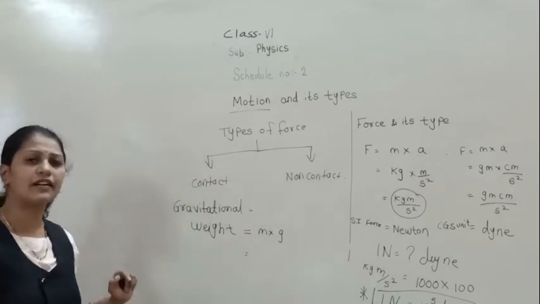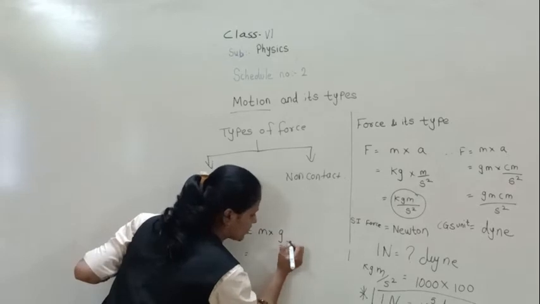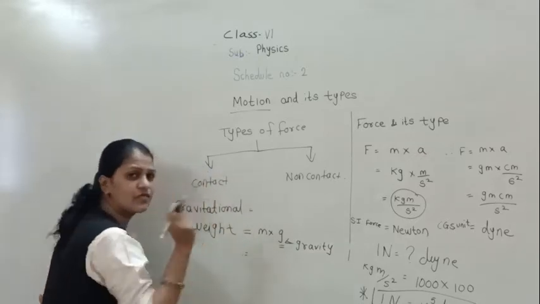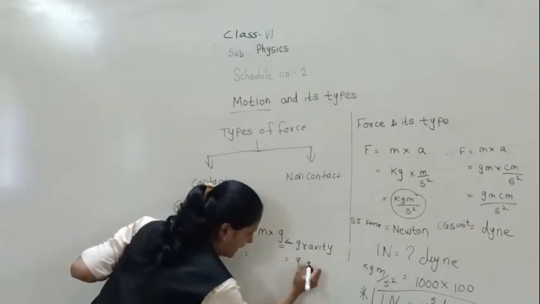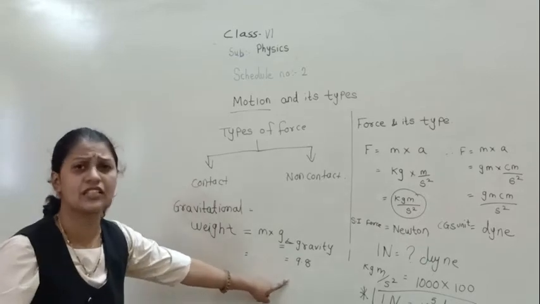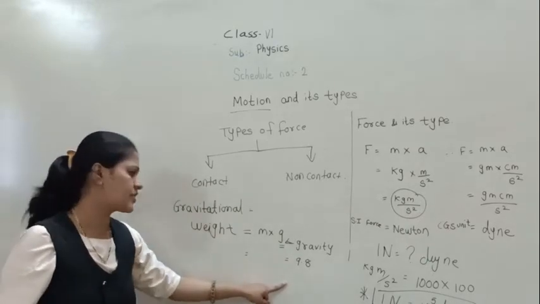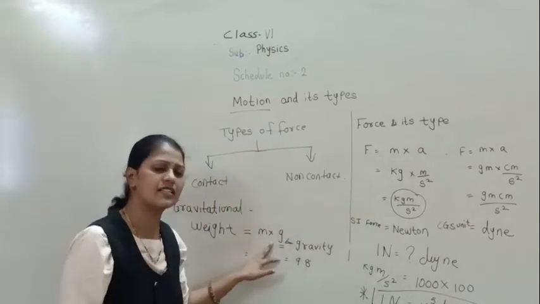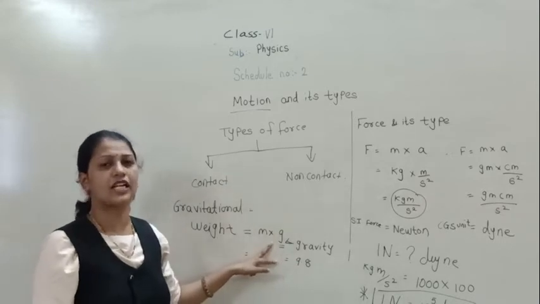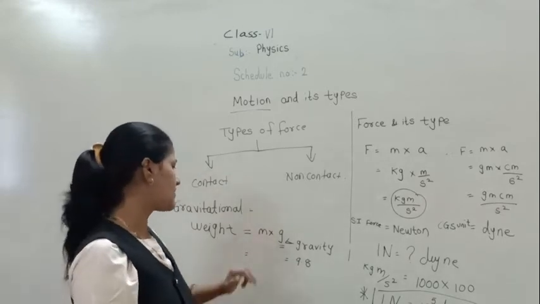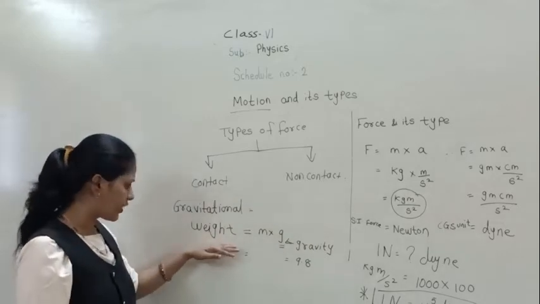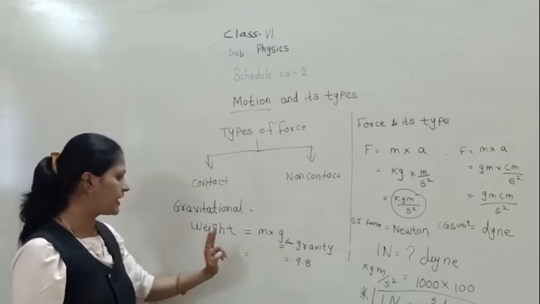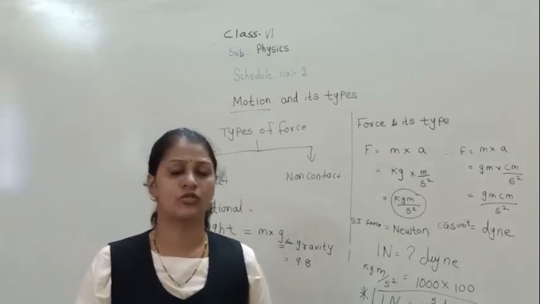So, mass into gravity. Here g is called gravity, and its value is fixed, that is 9.8. This g is called the Earth's gravity. This value is the same everywhere, and it is also called a constant. The value is constant, that is 9.8. So weight is equal to m into g.